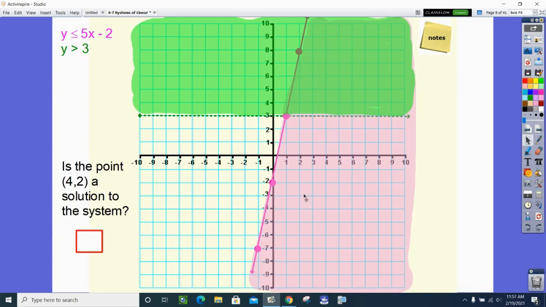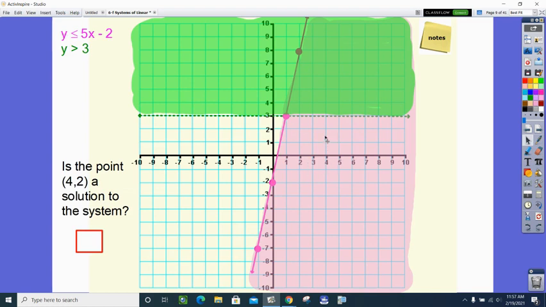Now to get the pink shading, I don't know if I would have used (0, 0). It's a little bit close to the line. Maybe (2, 1) would have been a better choice on the top one. If we put 2 in for x and 1 in for y, you're going to see it makes that inequality true, and that's why I shaded over here. Any point in this double shaded region is a solution to the system.